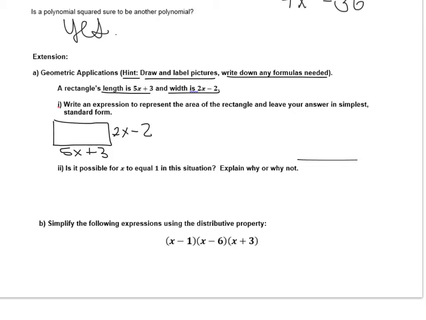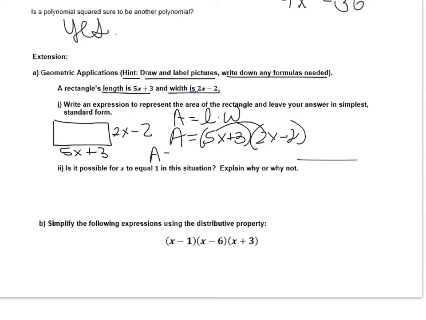And it says write an expression to represent the area of the rectangle and leave your answer in simplest standard form. Well, we know that area of a rectangle is length times width. So that means we're going to multiply the length, 5x plus 3, times the width, 2x minus 2. Now that is an expression to represent the area. However, the directions say leave your answer in simplest standard form. Standard form, remember, means writing the terms from the highest exponent down to no exponent. But to do that, you have to double distribute.